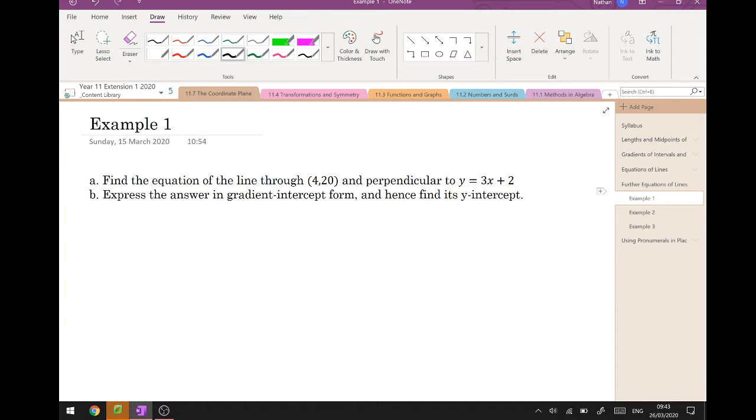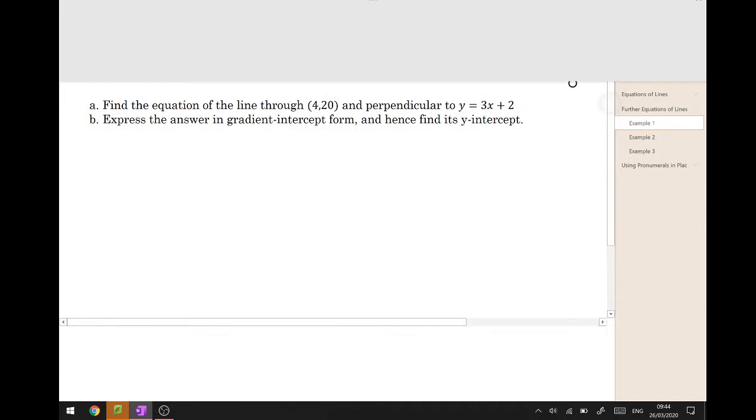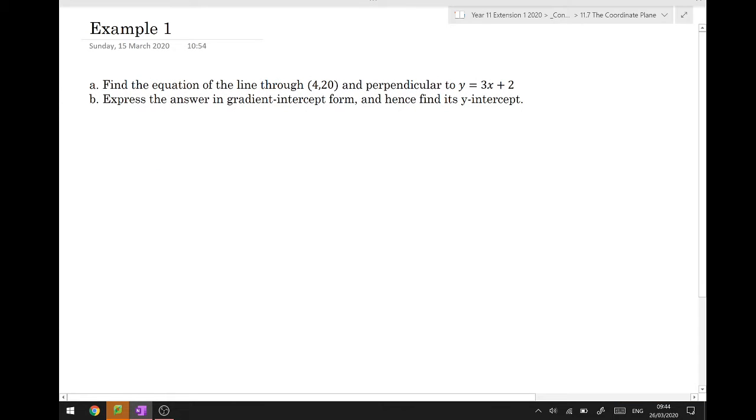So example 1, find the equation of a line through (4, 20) and perpendicular to y is equal to mx plus 2. And then we're going to express the answer in gradient intercept form and hence find its y-intercept. So we'll start off with that first bit. So part A, find the equation of the line. What we're going to do is find what our gradient is first.